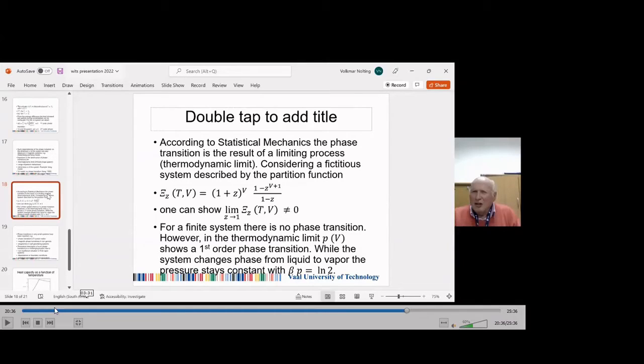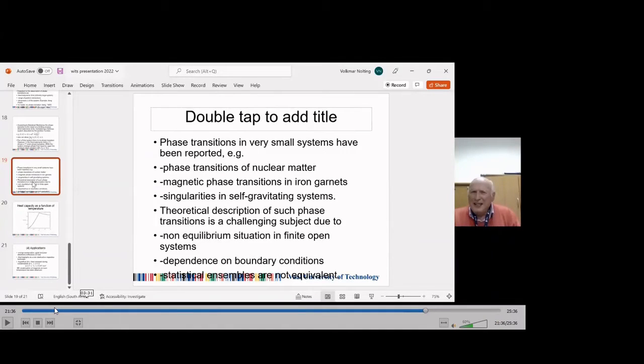So, for example, if one has an ideal classical gas, then the pressure P as a function of V shows a first order phase transition. While the system changes phase from liquid to vapor, the pressure stays constant as a function of volume V, like we saw in the earlier slide where we had the phase transition for a classical ideal gas from liquid to vapor.